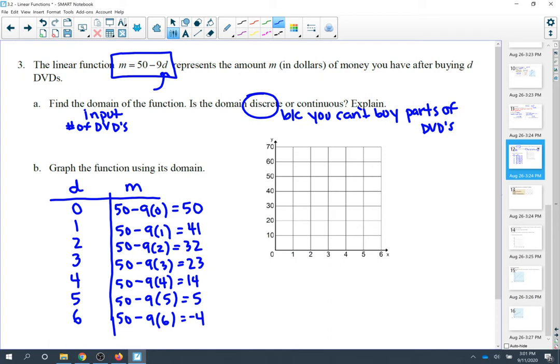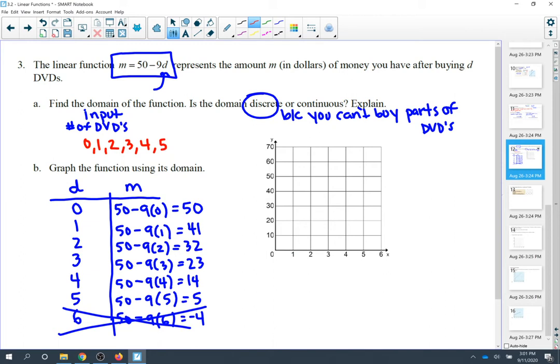Well, what happens when you have negative $4? That means you didn't have enough money to actually buy that DVD. So actually, we can't buy 6 DVDs. We can only buy up to 5, because we only have $50, so we don't have enough money to buy the 6th one. So more specifically, the domain of this function is 0, 1, 2, 3, 4, 5. That's all the higher we can go.